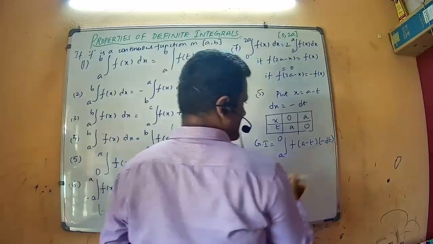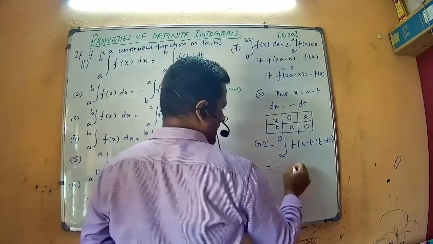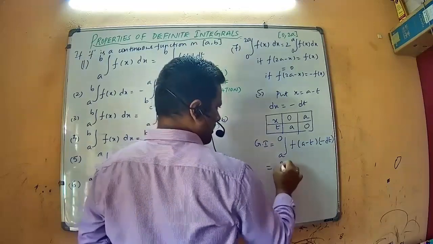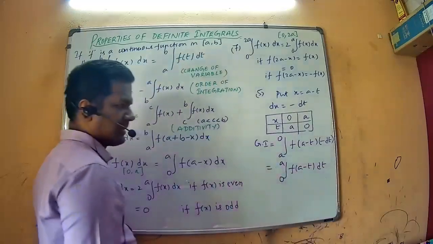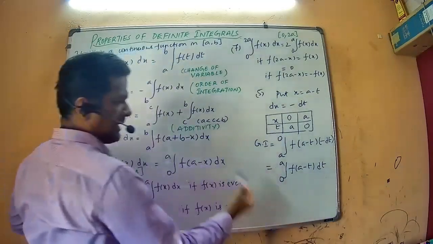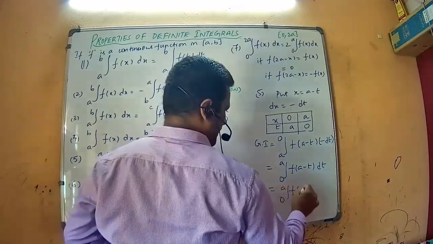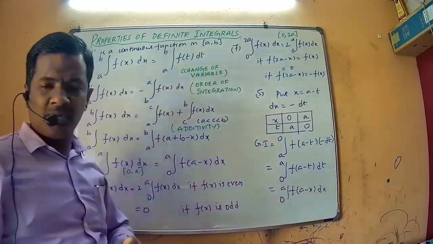First of all, here a minus is there. I want to change the limits. Write the minus outside and simultaneously change the limits, so it will become plus. So the integral from 0 to a of f of a minus t dt. Now using the dummy variable property, I can write this as the integral from 0 to a of f of a minus x dx. This is what we were supposed to prove.